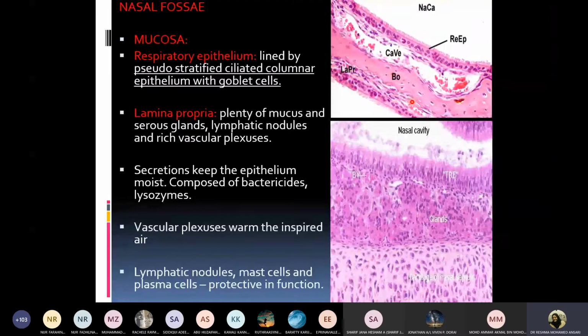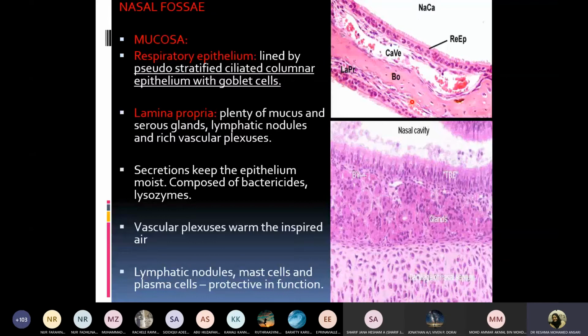Why do you have nodules? For the immune response. Yes, your nasal cavity and oral cavity are exposed to the outer area. Whatever you eat or breathe, you have bacteria, viruses, foreign bodies, everything going in. So your body should give an immediate immune response at that level itself. That's why you have a lot of mucous, serous glands, lymphatic nodules and vascular plexuses.